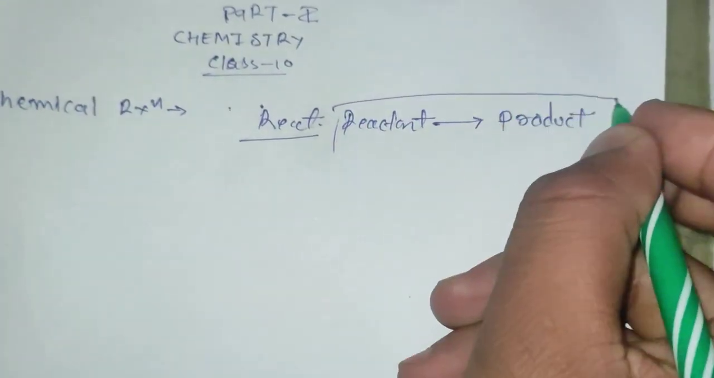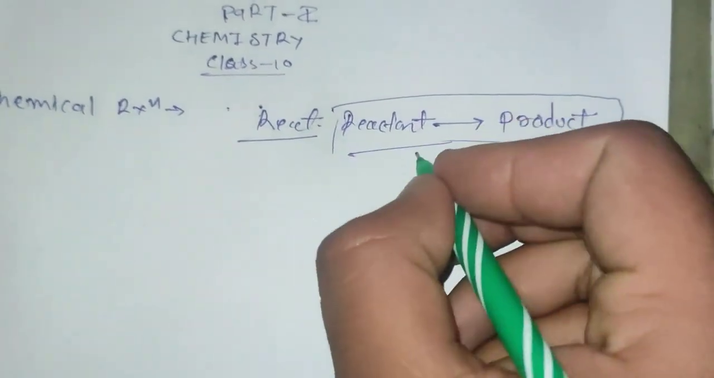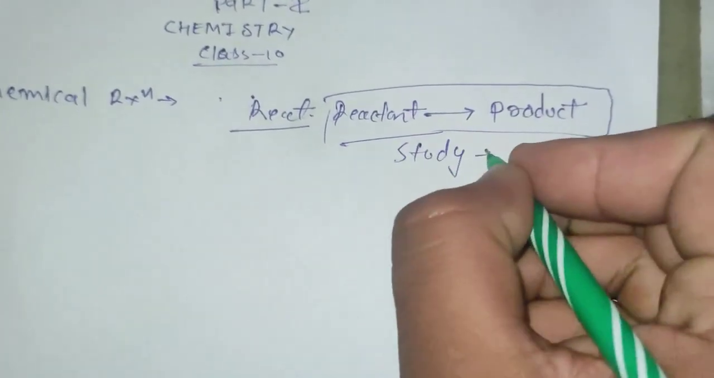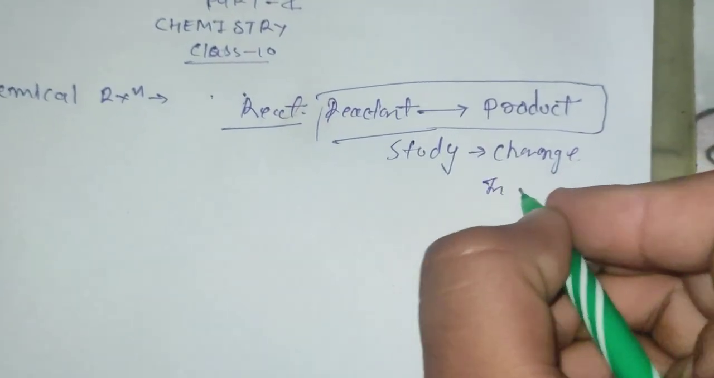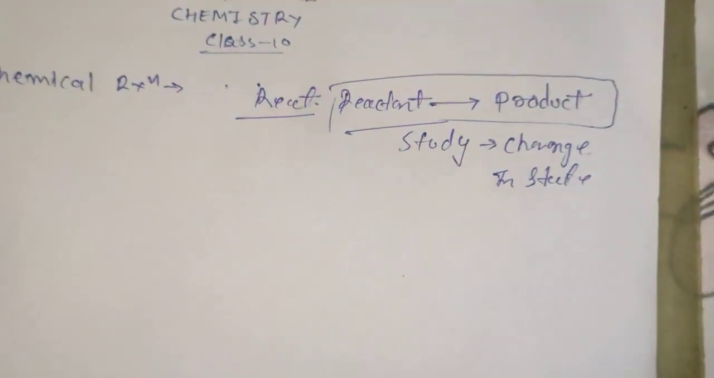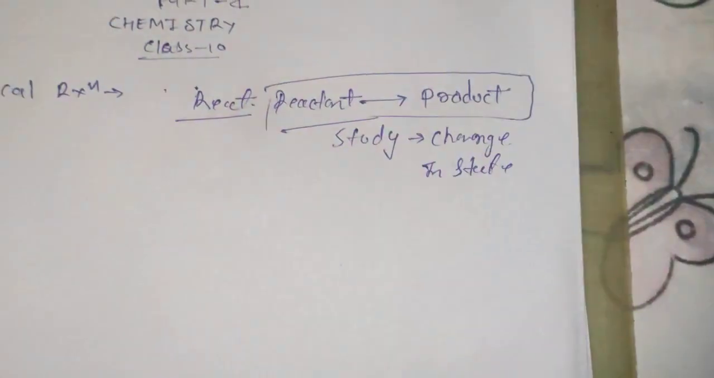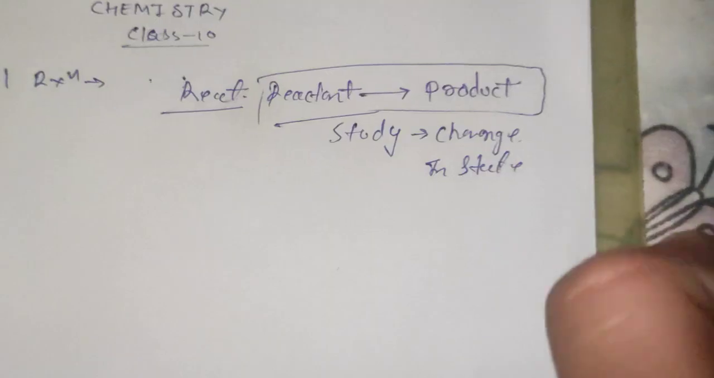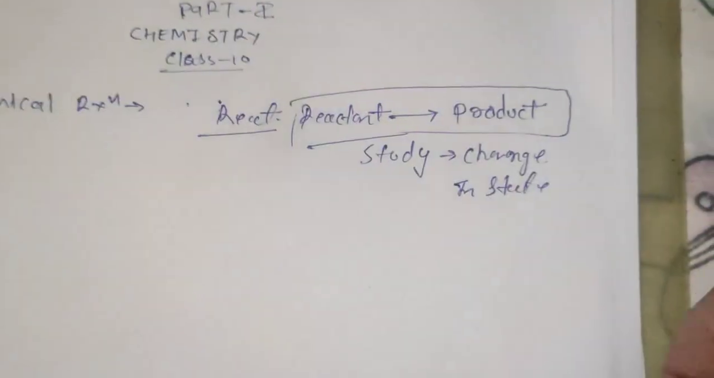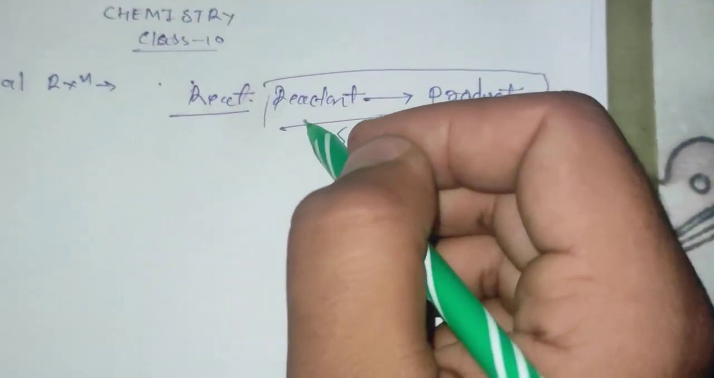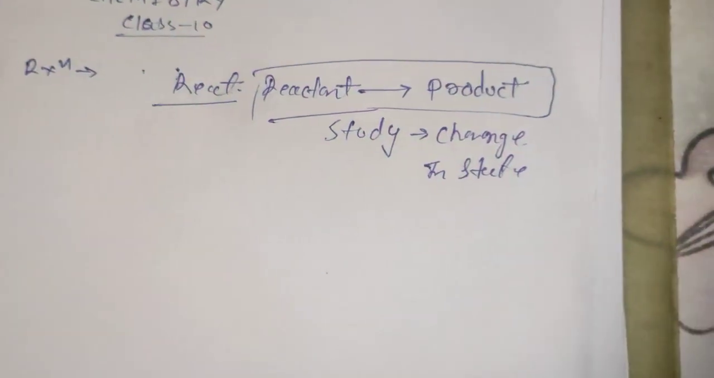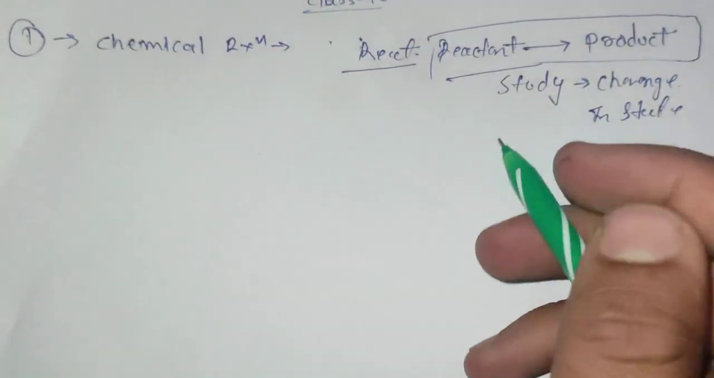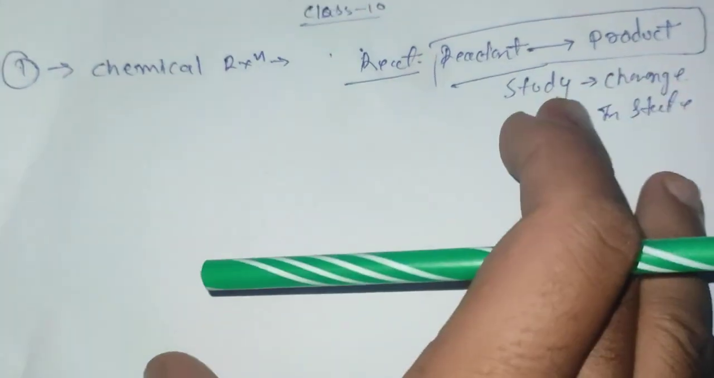Basically we study the change in state that happens in a chemical reaction, which is intuitive: if a reactant becomes a product, it has some change. That's why we call it the product, and there can be heat and other changes. This is the study of chemical reactions.